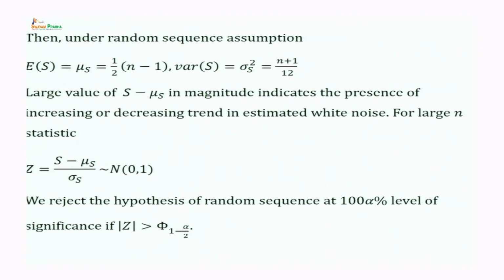Again, a large value of S minus mu S, where mu S is the mean of S, in magnitude indicates the presence of an increasing or decreasing trend in the estimated white noise. So, again we consider this statistic Z equal to S minus mu S upon sigma S, and for large n this follows normal 0 1, and then you can easily form the critical region for testing the hypothesis that your W hat ts follow a random sequence, or the W hat ts are randomly distributed. So, this is the critical region.